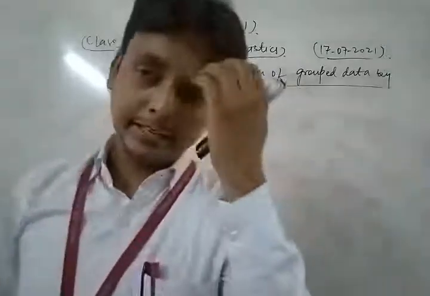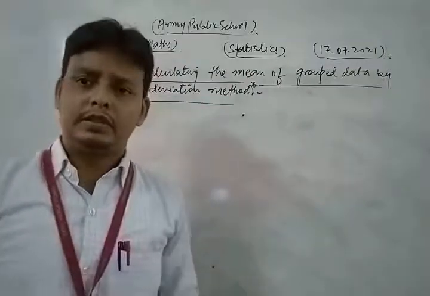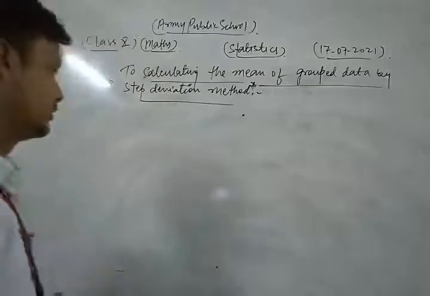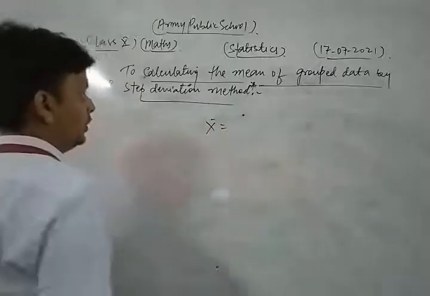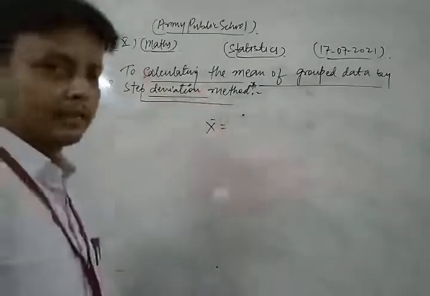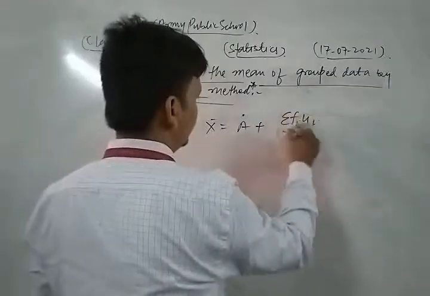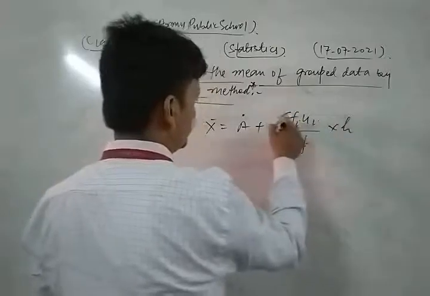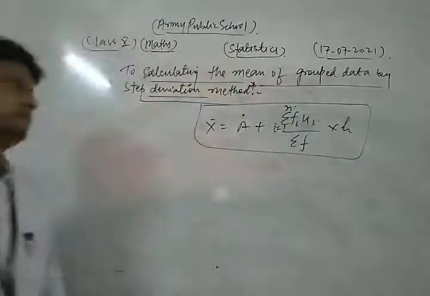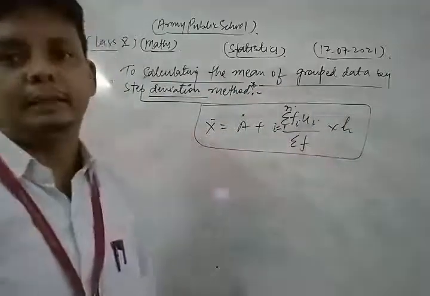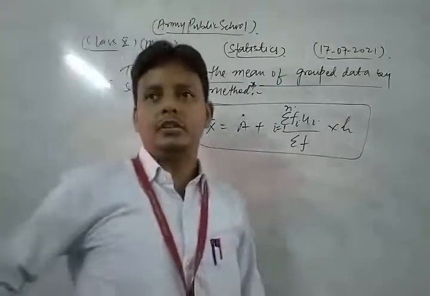So let's see. In the previous class, we already discussed the formula for calculating the mean of the given data by the step deviation method. Now we just revise it. The formula for finding the mean of the given data by the step deviation method is x bar equals a plus sigma fi into ui upon sigma fi into h. Here the variation of i is taken as 1 to n. So this is the formula, dear students, for finding the mean of the given data by using the step deviation method.